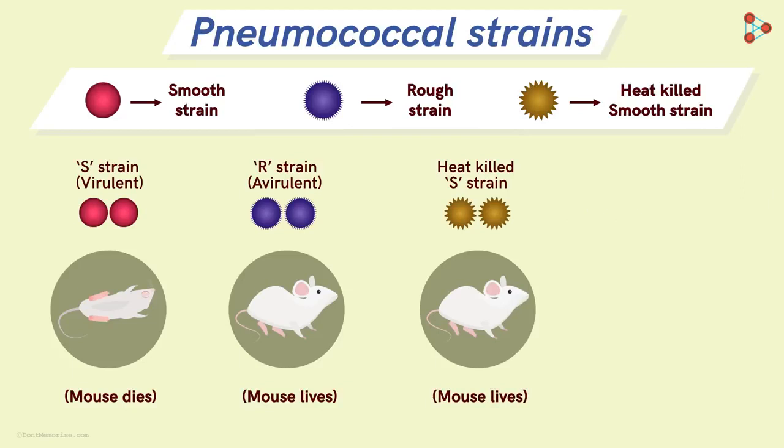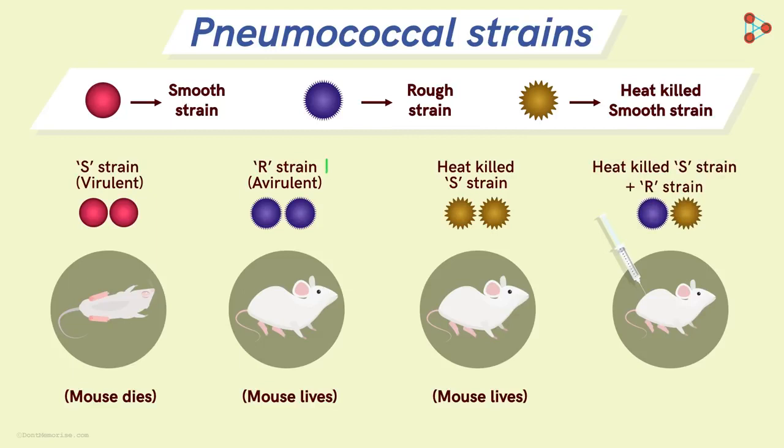Now comes the last part. This time Griffith injected a mouse with a mixture of both rough strain and heat-killed smooth strain. That's right, a mixture of the rough strain and the heat-killed smooth strain. Now what do you think would have happened? Most of us would expect the mouse to survive because both are individually ineffective or avirulent. However, to his astonishment, the mouse did not survive. How did this happen?